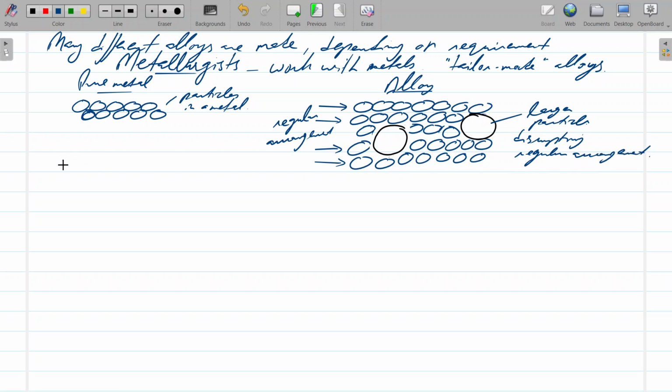Now remember we talked about metals being malleable, so they can be hammered into shapes or sheets. And so metals are malleable because these sheets of their particles can slide over one another.